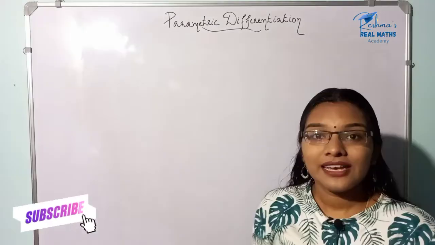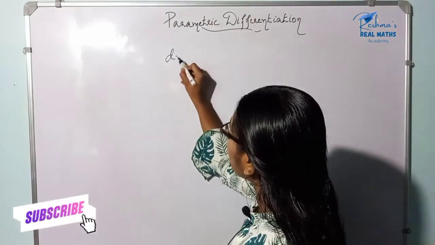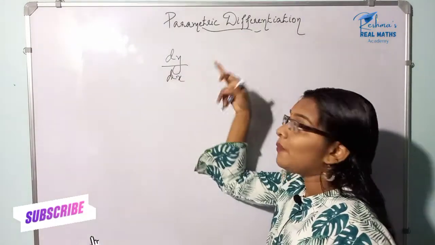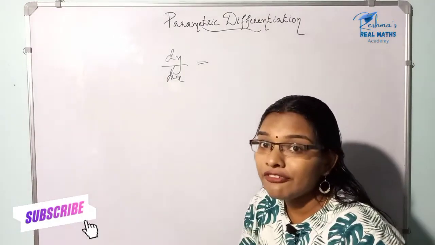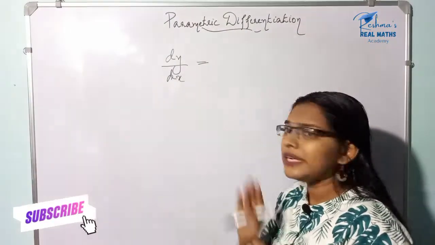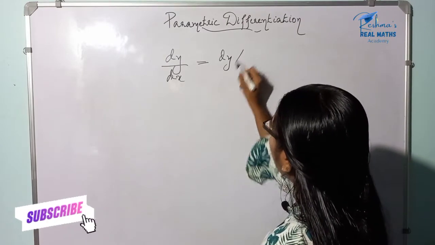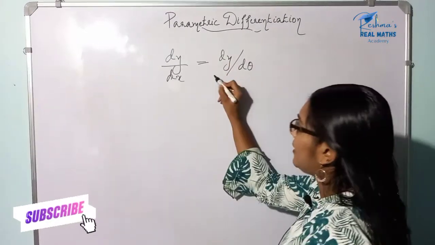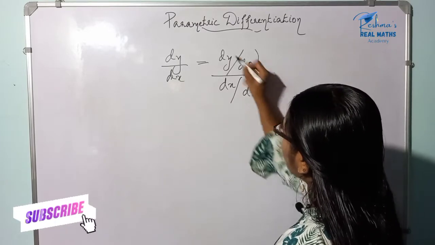We'll check it out. In this type of cases, usually the question will be to find dy by dx. What is dy by dx? Differentiate y with respect to x. And here we know that x as well as y are functions of either theta or t. Here we will consider that x and y are functions of theta in order to derive the formula. Okay, so dy by dx equal to, see, dy by d theta. So first you have to differentiate y with respect to theta, the whole divided by dx by d theta.